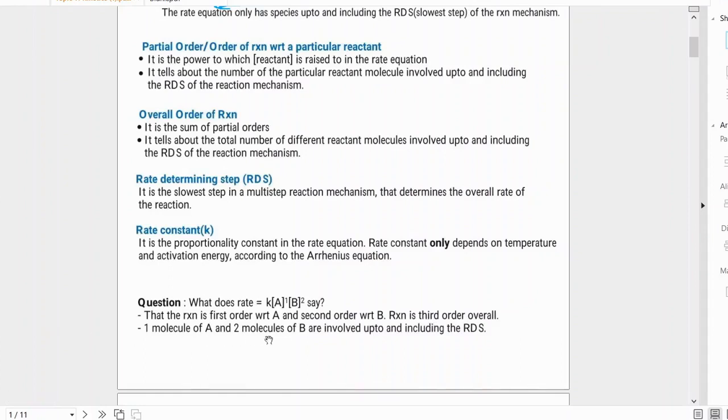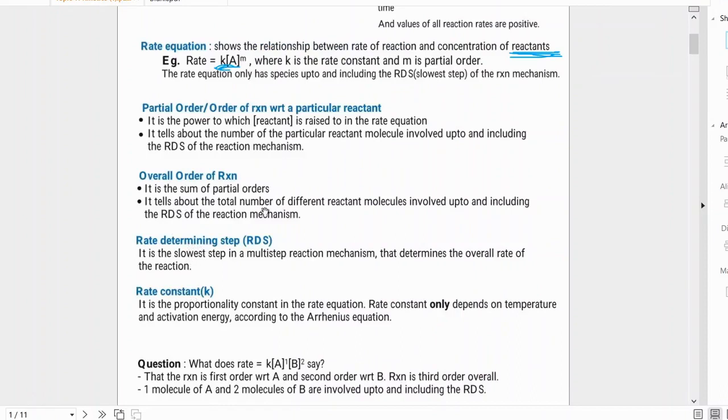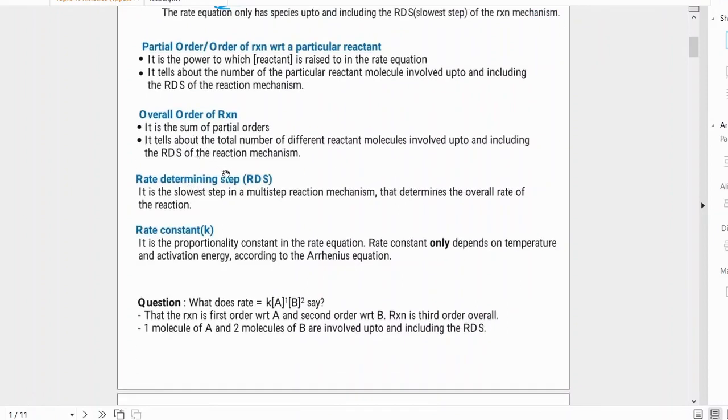One molecule of A and two molecules of B are involved up to and including the RDS. The reason I included this sentence, and this sentence, is because when we are asked in exam questions to deduce a reaction mechanism, this will come of help to us if we can remember these things.